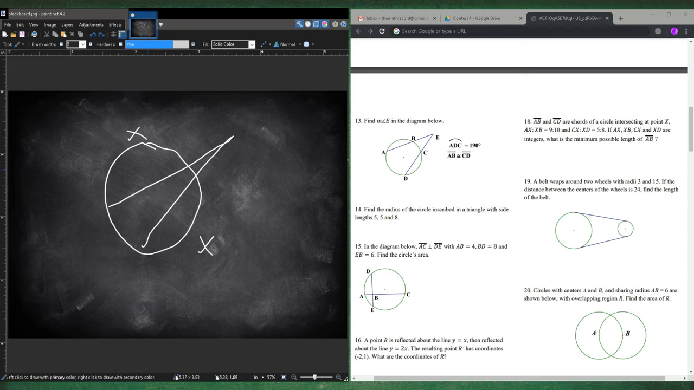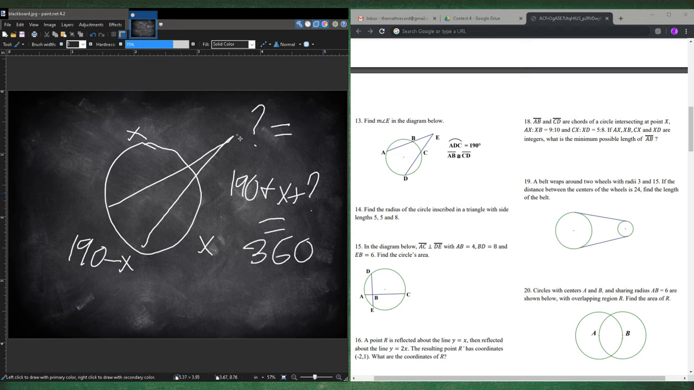So if ADC is equal to 190 degrees, that means this side length had to be 190 minus x. This 190 minus x plus x equals 190. And the entire thing has to add up to 360 degrees, right? So x plus 190 minus x plus this side length right here has to equal 360. Let's just say that's the question mark, which is equal to 360 minus 190, so the question mark is 170 minus x. The negative x cancels out with the positive x.